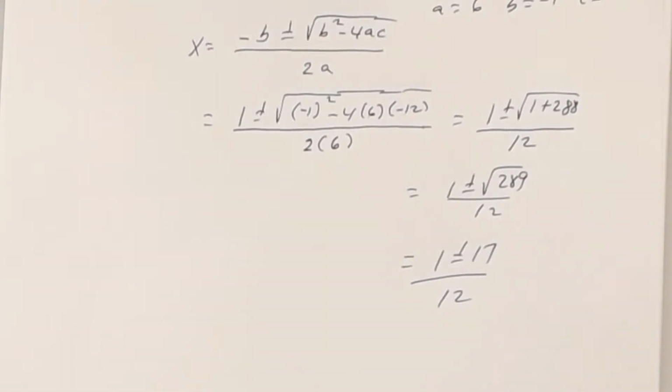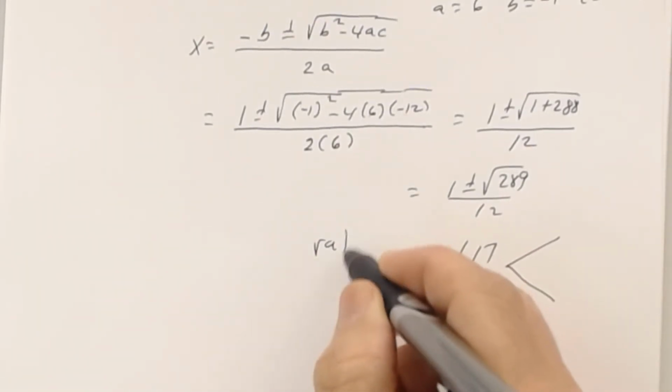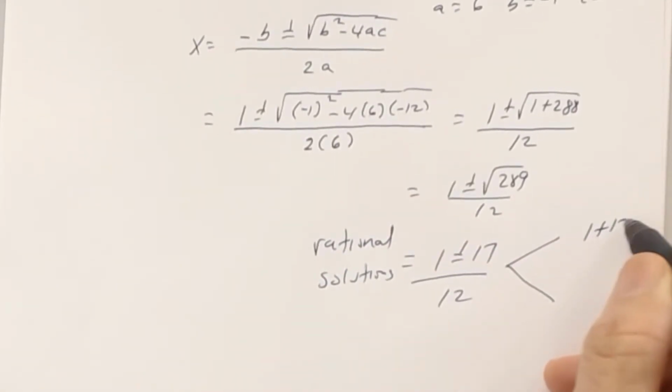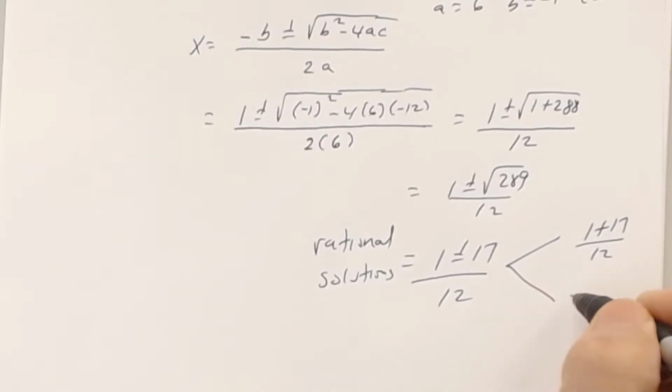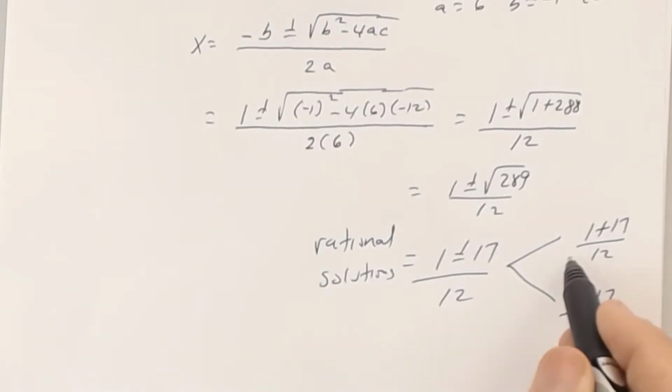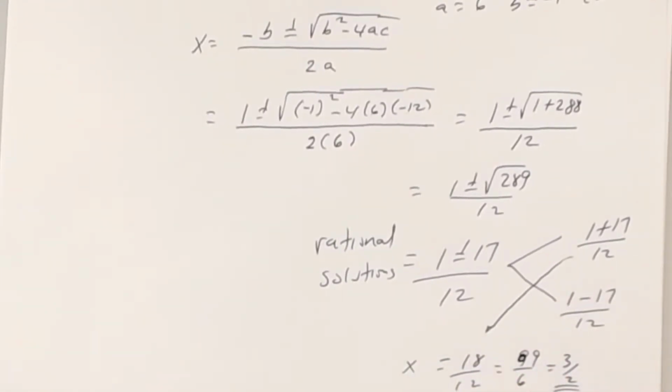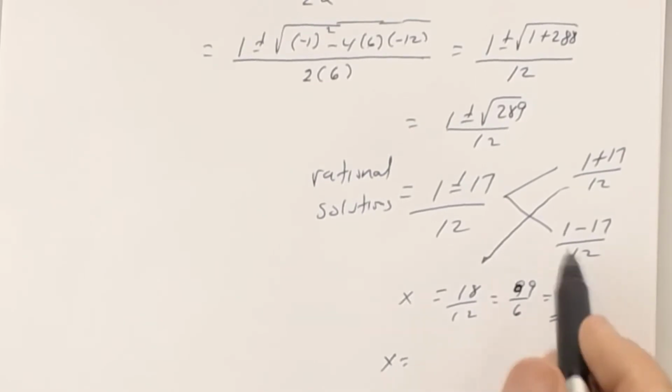All right, now remember, we talked about this. Since it's going to be rational, you need to split it apart like this. So remember, these are rational solutions. So then you need to say 1 plus 17 all over 12. And then what's the other one? 1 minus 17 all over 12. And so over here, that's going to be what? 18 over 12, which reduced is 9 over 6, which reduced further is 3 over 2, right? Okay. So that's one of your solutions, 3/2. The other one would be, what's 1 minus 17?